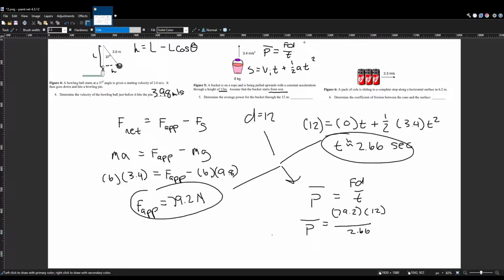Average power is then going to be equal to just about 357 watts, because that's what power is measured in, watts. And that is the answer to question 5.